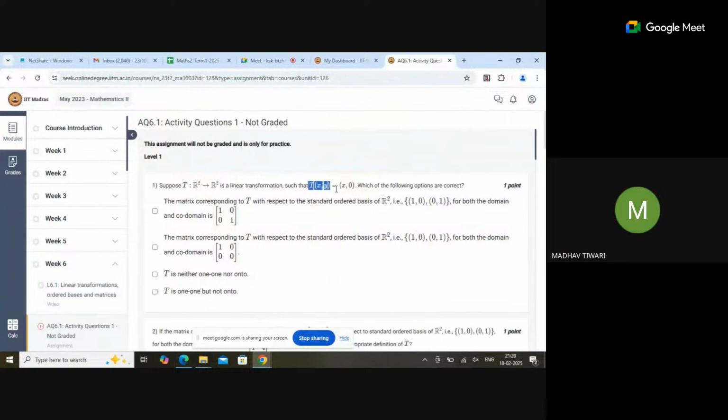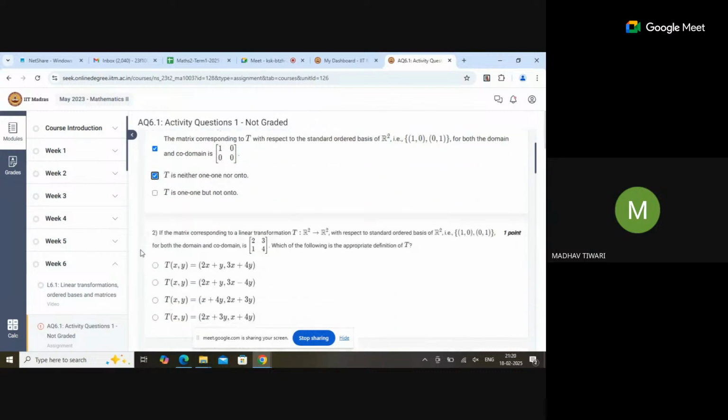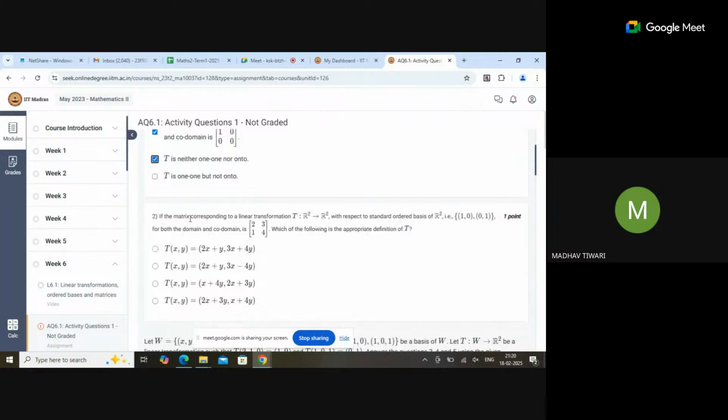So here is the same question, with the same transformation given. We have already seen this was the matrix, and it is neither 1 1 nor 1 2. We have solved this question just now, if you can remember. Next, let's see. If the matrix corresponding to a linear transformation with respect to the standard ordered basis, both codomain and domain, is this, then which of the following is the appropriate definition of T?